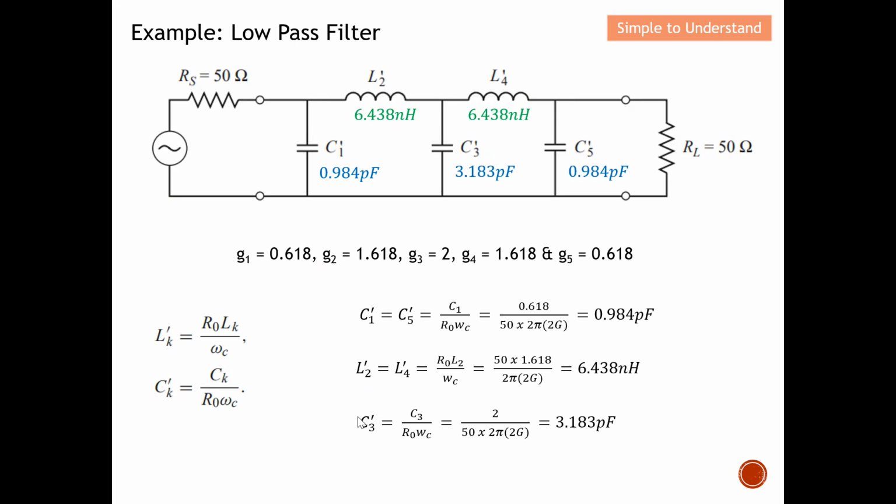Next, I'm going to design the C3 value here. I obtained the C3 value from this formula, C3 equals G3 over R naught omega C. G3 will be equal to 2, R0 is 50, and omega C is 2 pi fC, with fC at 2 gigahertz. From here, you can calculate that C3 is equal to 3.183 picofarad, as denoted over here. So over here, I have successfully designed a low pass filter using lumped elements. I think this concept is pretty straightforward, and you can easily design this low pass filter. So let's move on.